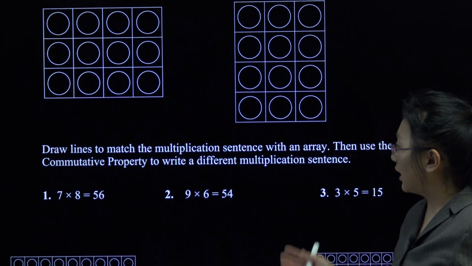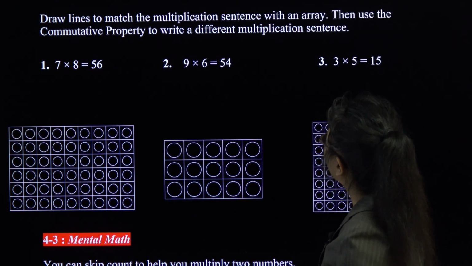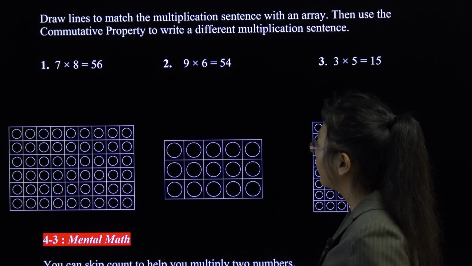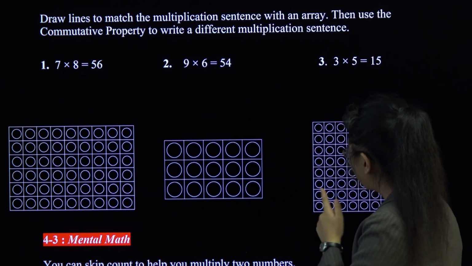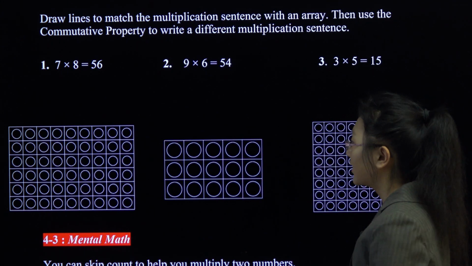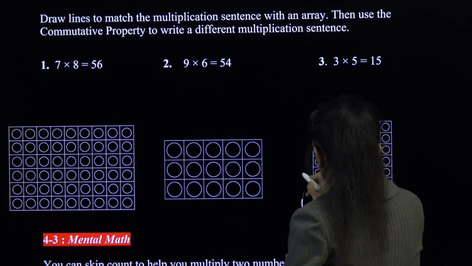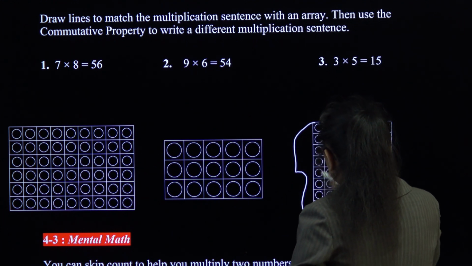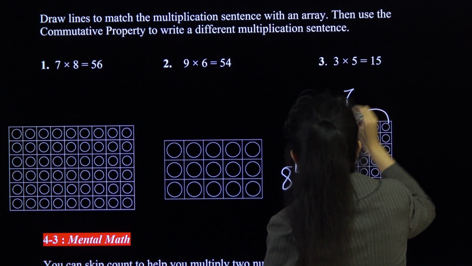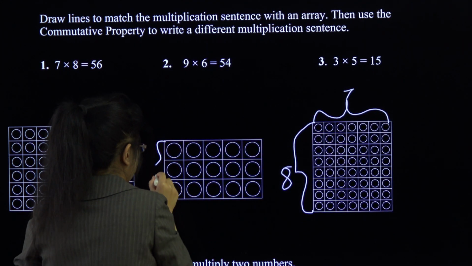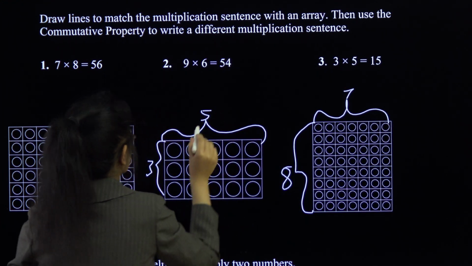Now we're going to do some mix and match. And then we use the commutative property to write a different multiplication sentence. 7 times 8 equals 56. You don't actually need to go around this and count which one has 56. You just look at the array. So over here there's 8 circles. Here there's 7 circles. Here there's 3 circles. Here there's 5 circles.